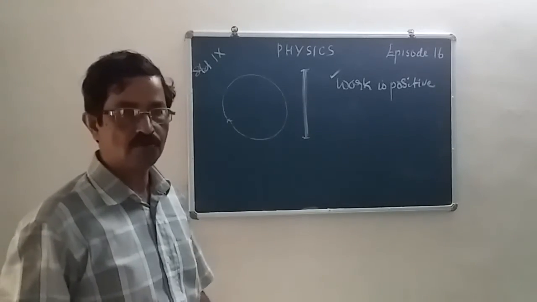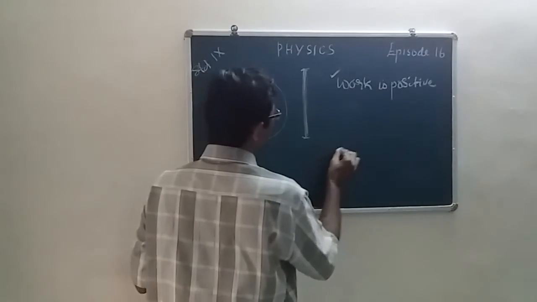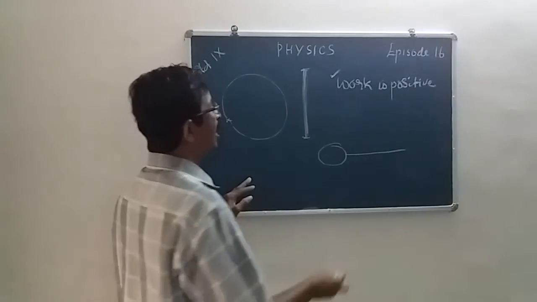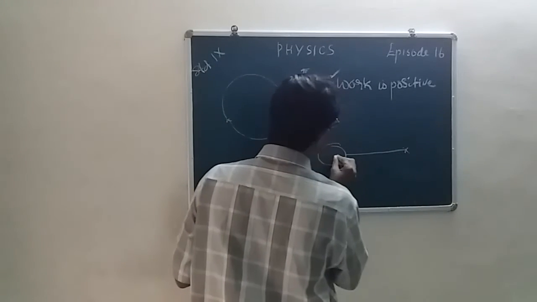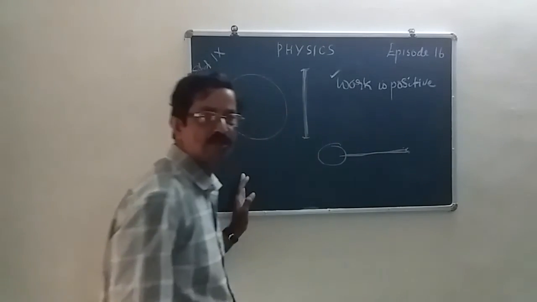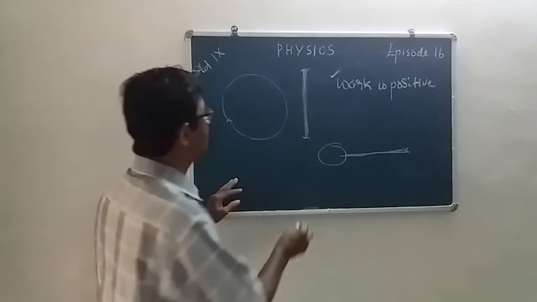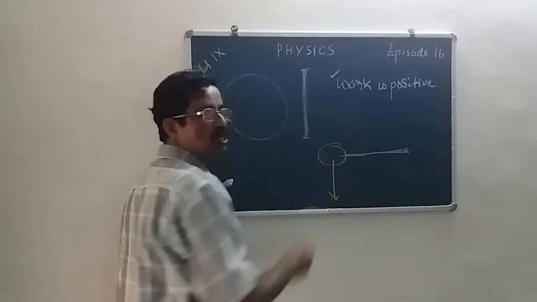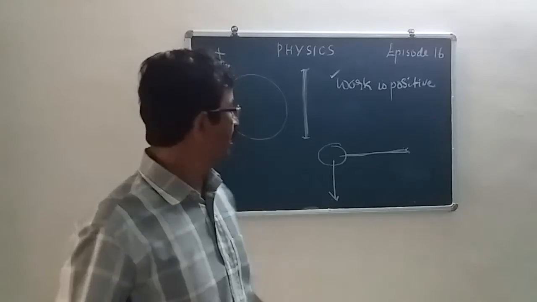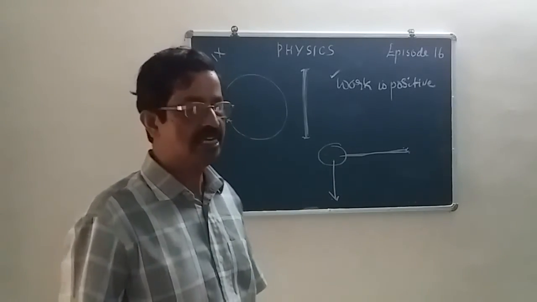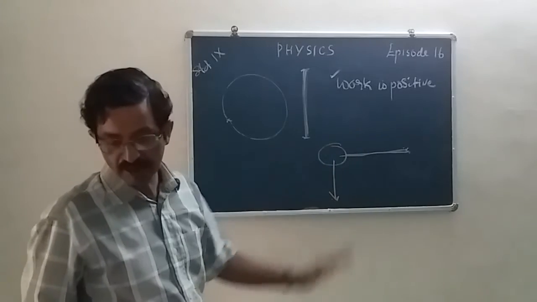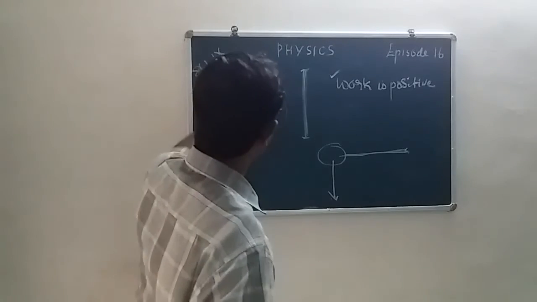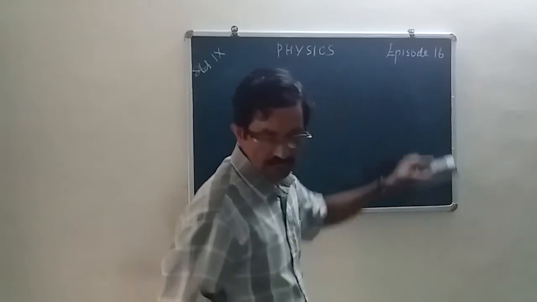Hence also zero. Suppose a stone is tied with a string, and if it is moved by pulling to this side, the stone is moving this side, that means force and displacement are in the same direction. But you see, gravitational force is here. That means the gravitational force is perpendicular to the displacement. Hence, the work is also zero. So, work can become positive, negative, or also it can become zero.